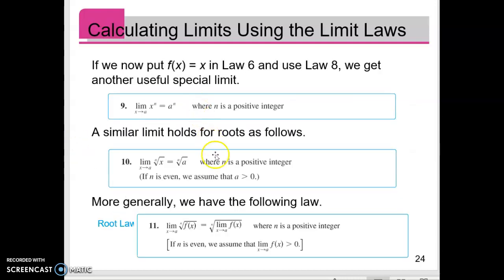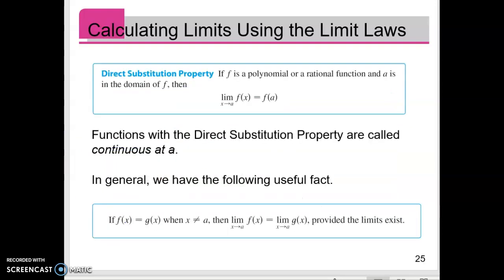Okay, a couple more that we'll do in examples. I don't think we need to go through each of the limit laws.